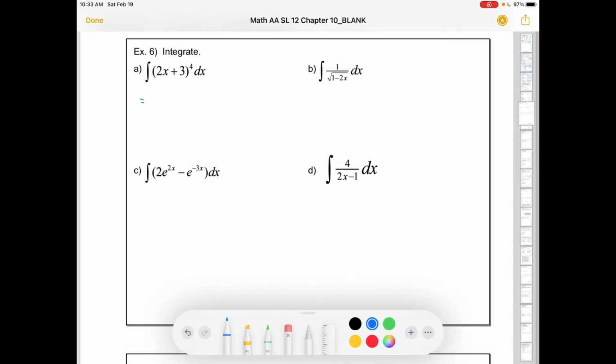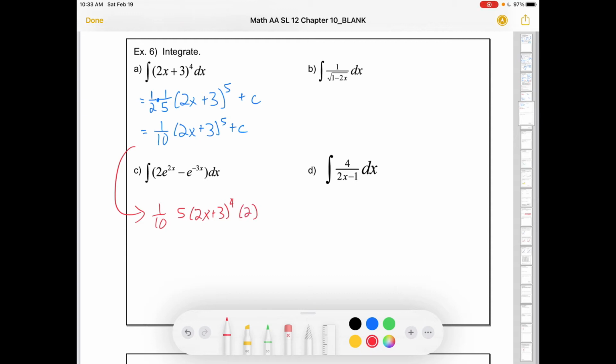This first one, we've got a linear to a power, so the power is going to go up by 1, and that means the flip of the new power goes in front, and also because of that 2x in the brackets, I'm going to multiply by 1 over 2. So we'll get 1/10 (2x + 3)^5, plus c, and then I'll check that. Okay, so I'll get 1/10, the 5 will come down front, the power will go down by 1, and then from the chain rule I'll have times 2. So that's 10, and the 10s divide out. Yay, we're back where we started.